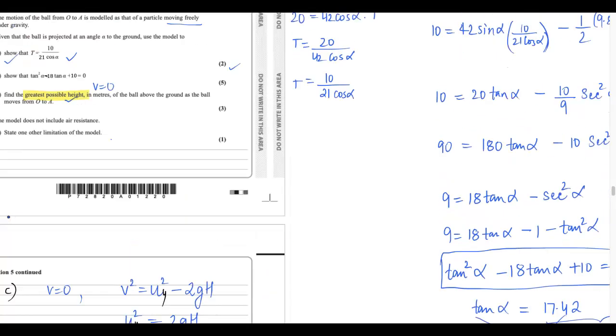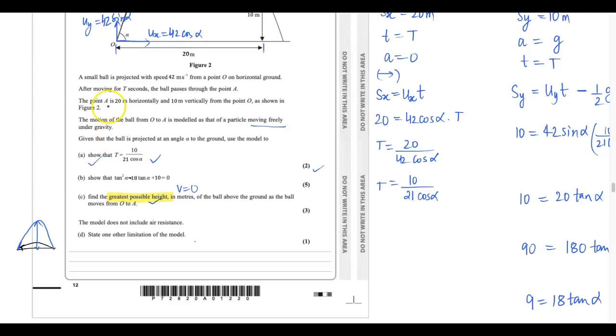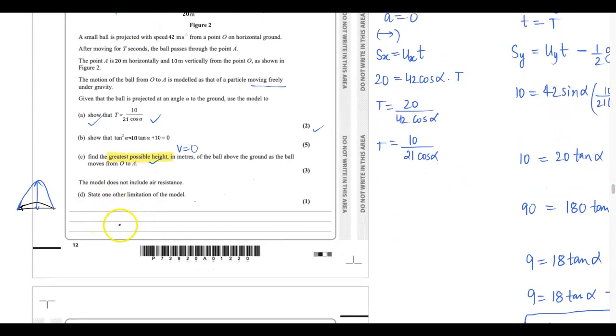For the last part, let's see what the last part is. Most of the time it is a limitation, and yes, it is. The limitation could be because it's a ball, and we are not considering the spinning of the ball. Generally when this ball comes, for the limitation we can say the ball is going to be spinning as well. We have not included air resistance, but besides air resistance, it could be the spinning of the ball. Yeah, perfect.